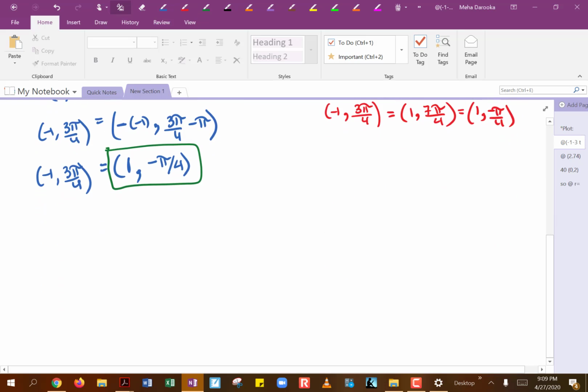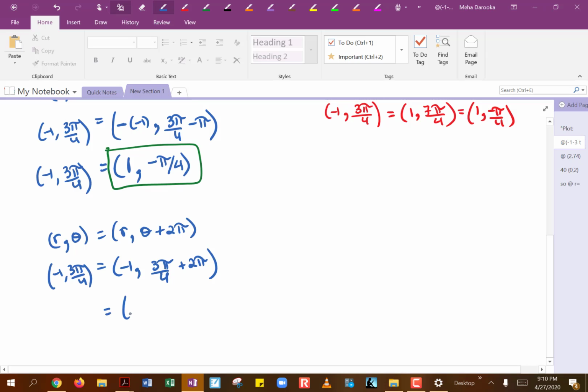Now we need to find one more. So how about this time we keep our r value the same, but instead of adding pi, we now add or subtract multiples of 2 pi. So how about we start by adding 2 pi. So we're keeping the r value as it is, and we are doing 3 pi over 4 plus 2 pi.